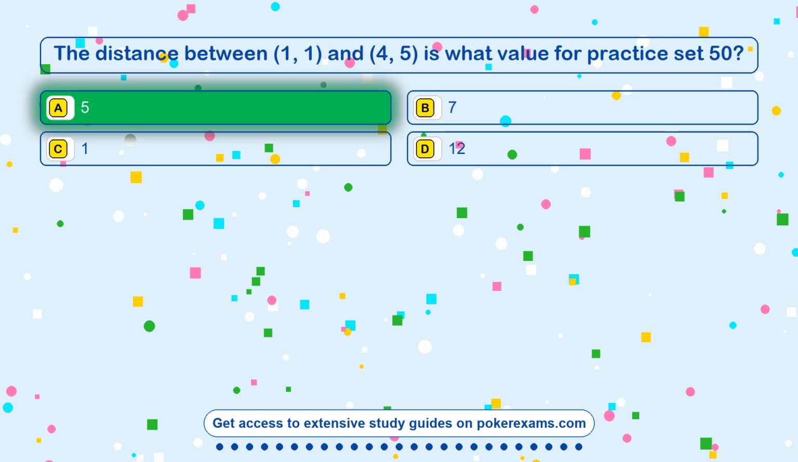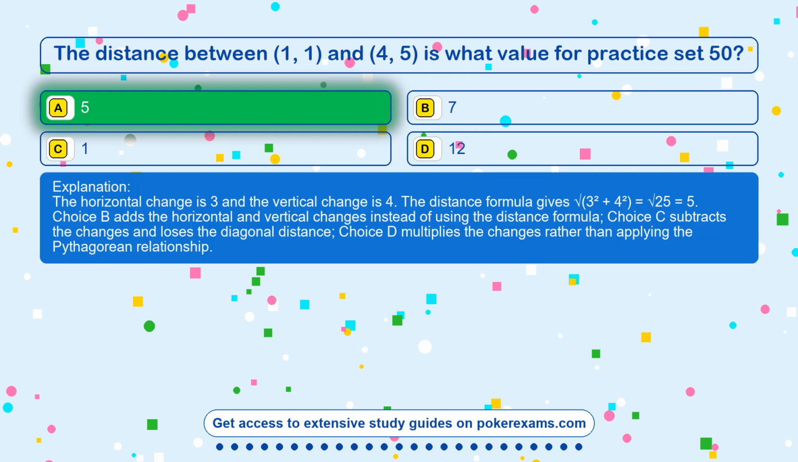The correct answer is option A, 5. The horizontal change is 3 and the vertical change is 4. The distance formula gives the square root of 3 squared plus 4 squared, which is the square root of 25, equals 5. Choice B adds the horizontal and vertical changes instead of using the distance formula, choice C subtracts the changes and loses the diagonal distance, choice D multiplies the changes rather than applying the Pythagorean relationship.